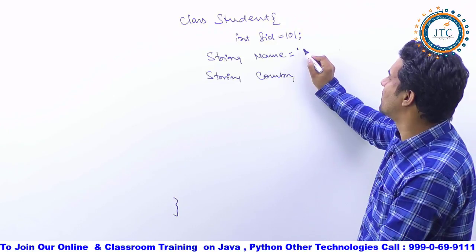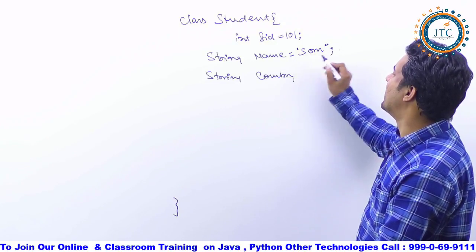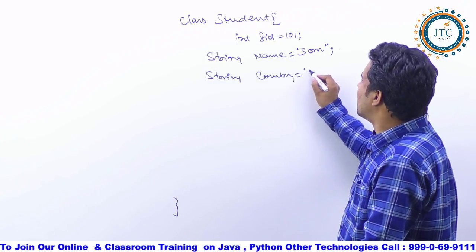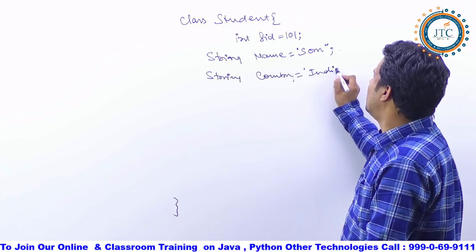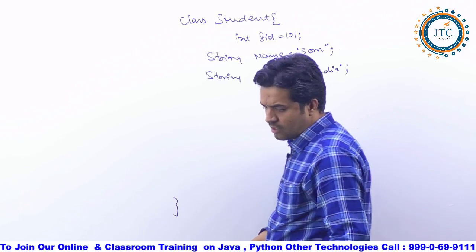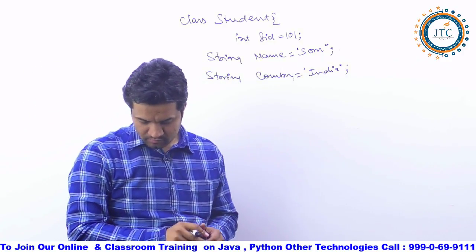Now if I can write it here, suppose now I am writing the SOM as a name of that corresponding one. And again here country name, suppose I'll write here India as a country name, correct? Now this is what I have written.